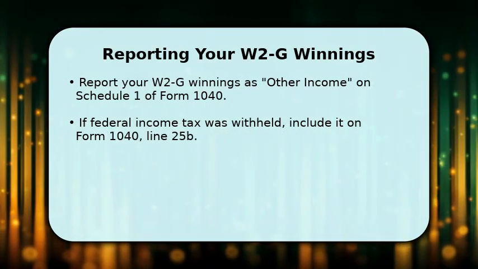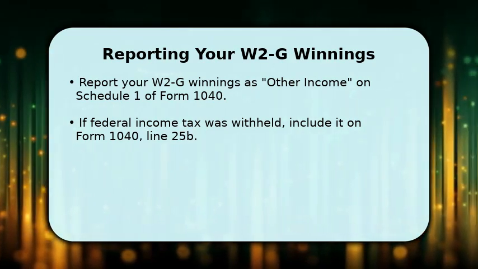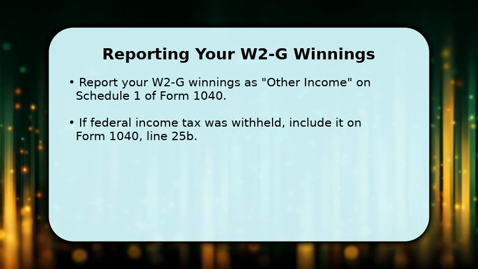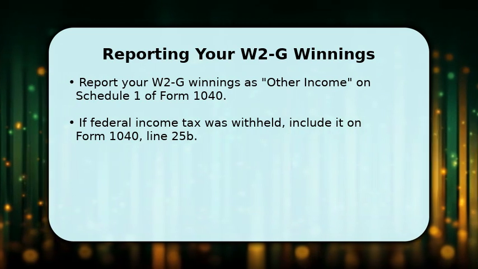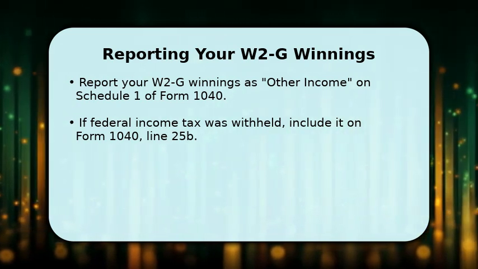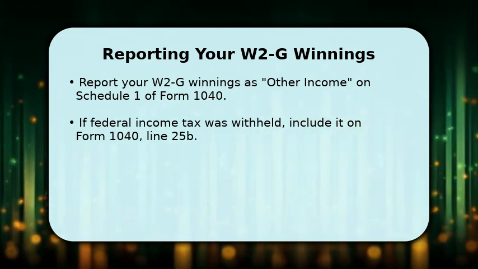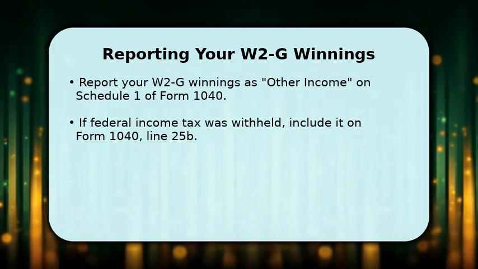Once you have your W2G, you'll need to report these winnings on your tax return. Generally, you'll list them as other income on Schedule 1 of your Form 1040. If federal income tax was already withheld from your winnings, this amount will be shown in Box 2 of your W2G. Make sure to include this withheld tax on line 25B of your Form 1040 to get proper credit.